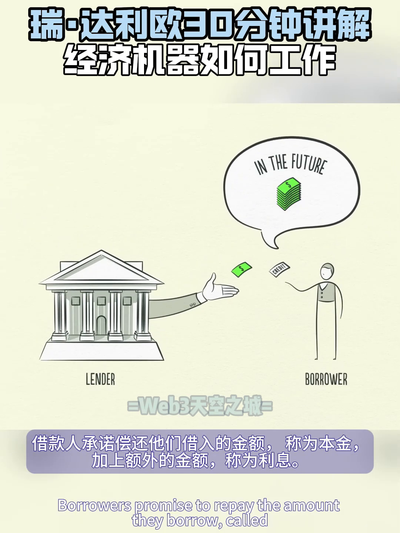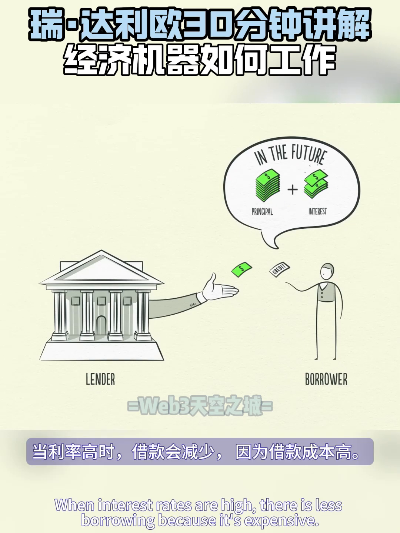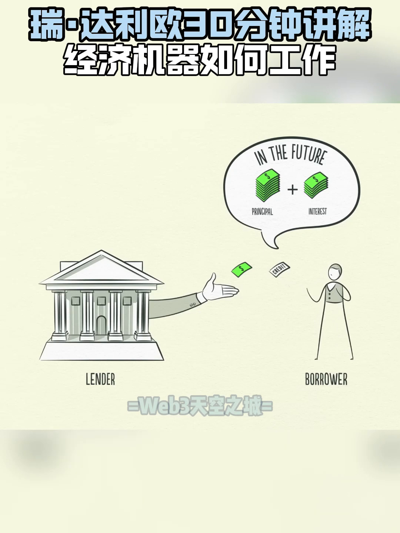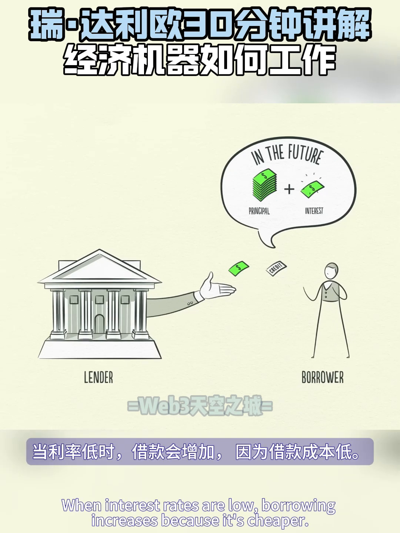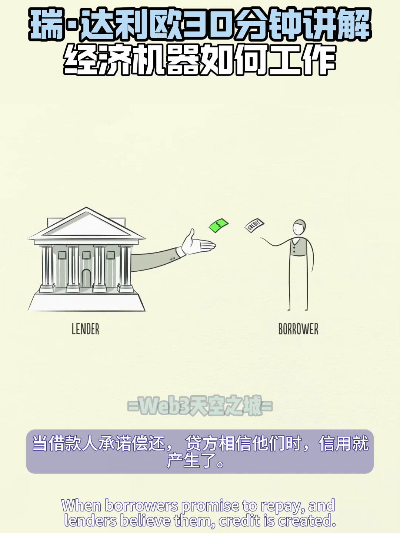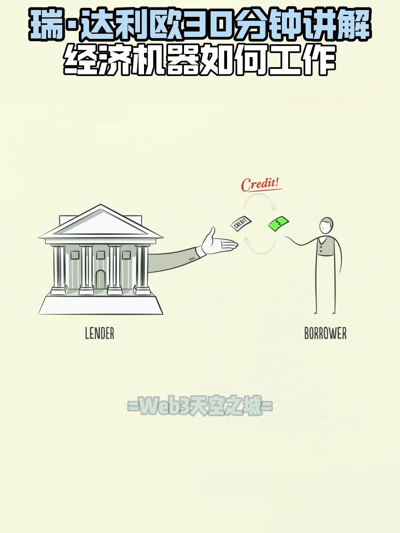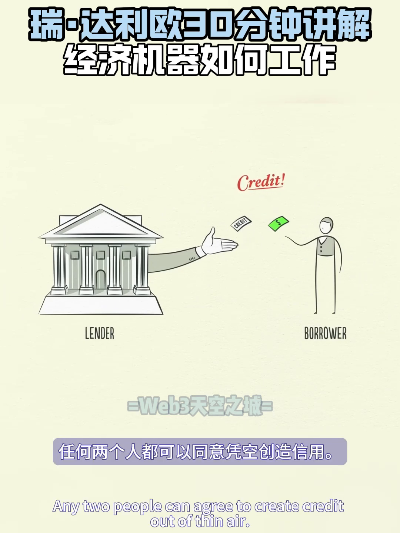Borrowers promise to repay the amount they borrow, called principal, plus an additional amount, called interest. When interest rates are high, there is less borrowing because it's expensive. When interest rates are low, borrowing increases because it's cheaper. When borrowers promise to repay and lenders believe them, credit is created. Any two people can agree to create credit out of thin air.